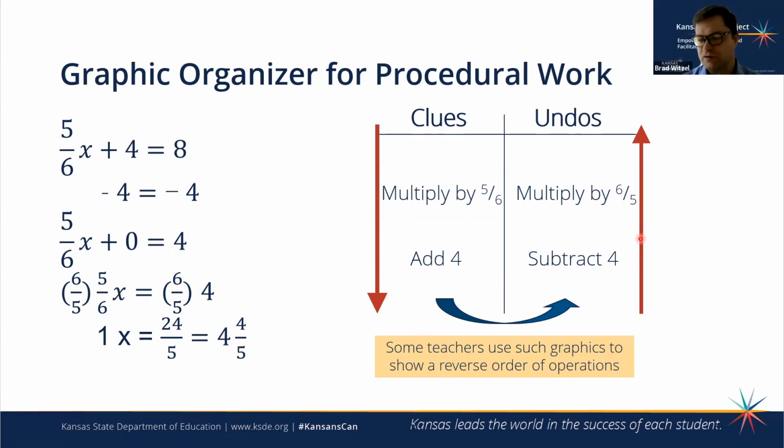Clues and undos is just another graphic organizer that's out there. It's not going to teach the students by itself, but we can use it to help our students identify the additive and multiplicative inverse and even set the organization for what we're going to do first. And so you do that proximo-distal look of what's happening to x closest, and you move out into that whole expression.